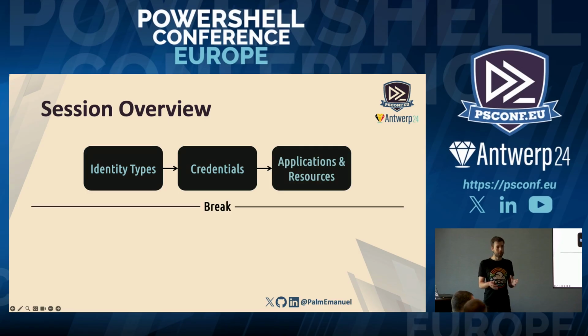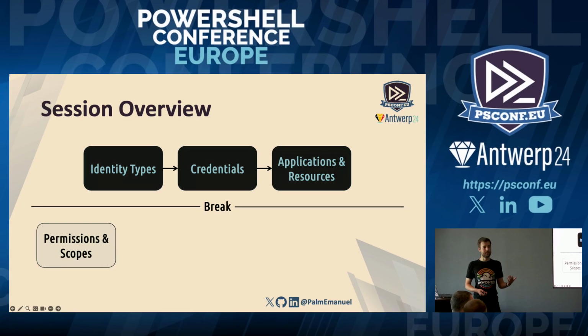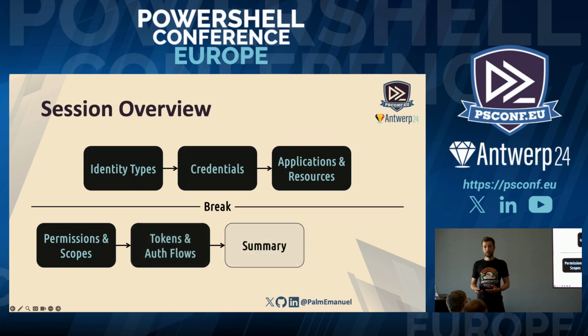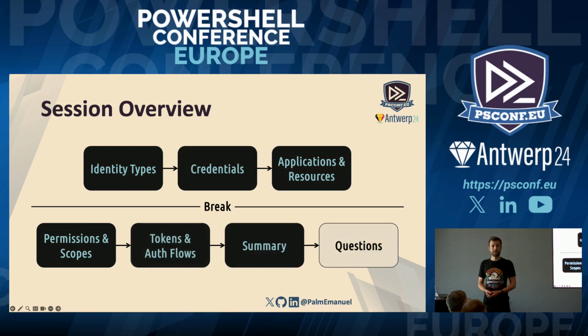We'll have a break somewhere in between, around 45 minutes, depending on how we're doing. We have permissions and scopes that we're going to talk about. How do we grant permissions? How do permissions and scopes work? How do they work for tokens? What is a token? What tokens do we have? What auth flows are available to us, interactively, non-interactively? Finally, a summary and then some questions, was what I thought when I wrote this presentation initially.